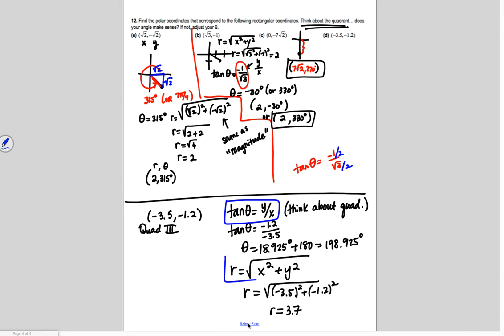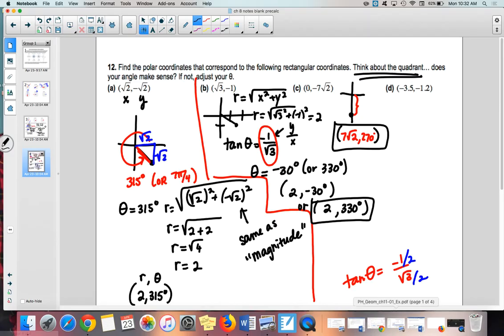So we use two formulas in these problems. And sometimes we don't need the formula, because sometimes we can just think about where it's located, right? If it's one of those like 0, comma somethings, or 7, comma 0, we can think about that. So our polar form is going to be 3.7, comma 198.925 degrees. Okay, got it. Good? All right. What's the last one, right?